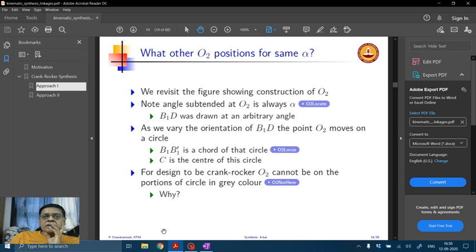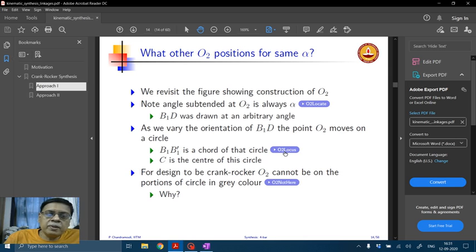So this has a consequence. If you vary the orientation of B1D, the point O2 is now going to move on a circle. Why? Because the angle doesn't change. Alpha is a fixed quantity in the design, and irrespective of what the orientation of B1D is, I'm always going to get an angle alpha, which means for different B1D, O2 is going to move on a circle. And it so happens that B1 prime is the chord of that circle.